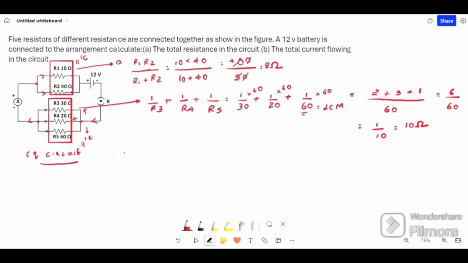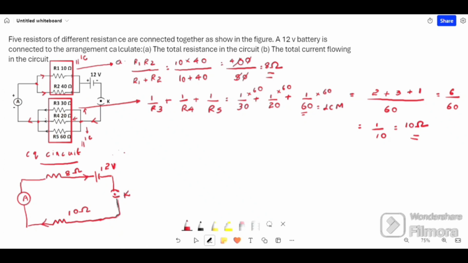Now we will draw the equivalent circuit. In the equivalent circuit, we can replace the first loop, that is the 10 ohm and 40 ohm resistors, by the equivalent resistor which we got, 8 ohm. Then similarly we can replace the 30, 20 and 60 ohm resistors by a 10 ohm resistor. We'll keep the voltage source and switch as they are, that is switch K, 12 volt voltage source, 8 ohm and 10 ohm. This is the circuit we have obtained.